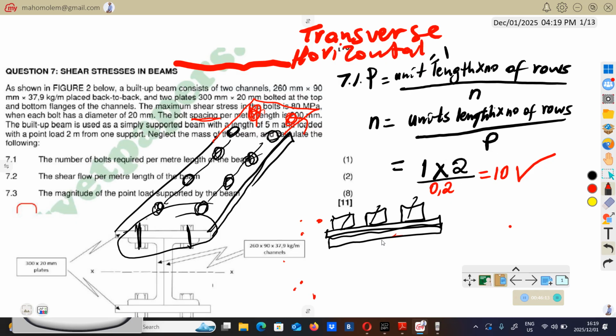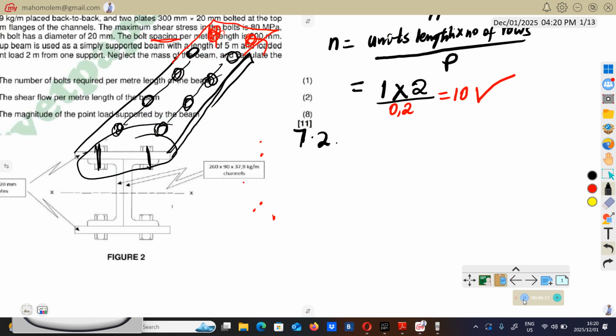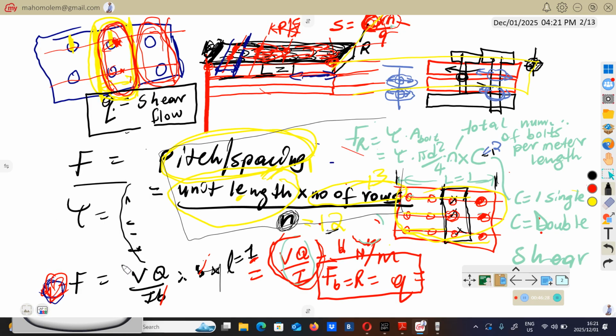Now 7.2: calculate the shear flow per meter length of the beam. That is the Q. Here we go, it's this one. So to calculate the Q, you have two options. Either you can use this, or you can use this.